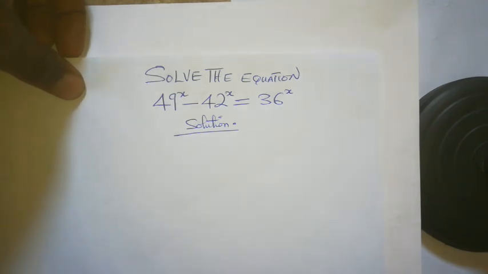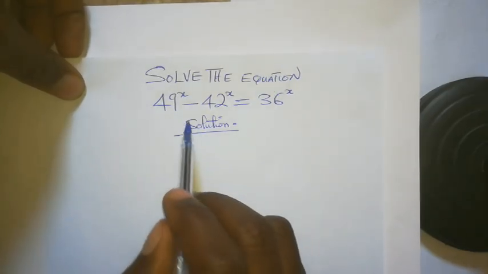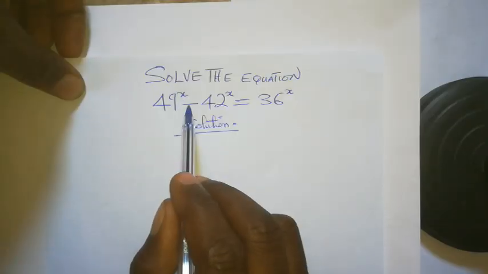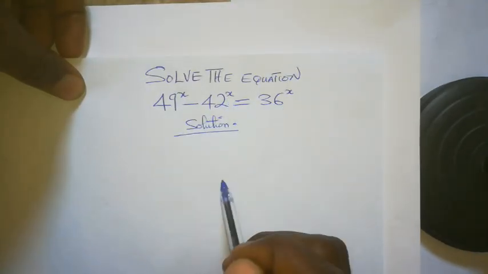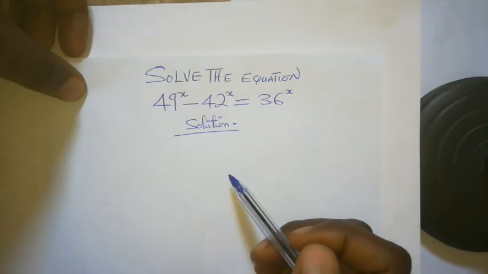Hello class, today we are going to be solving an interesting question. The question says, solve the equation 49 to the power of x minus 42 to the power of x is equal to 36 to the power of x. So let's give it a trial.